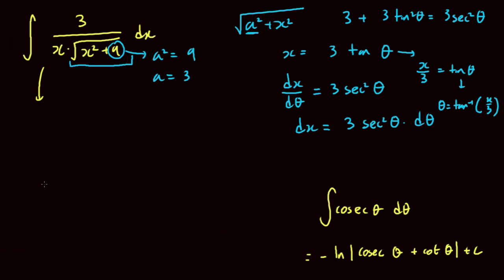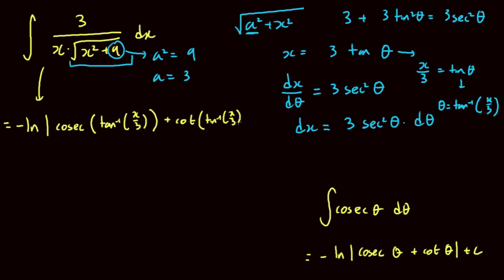So we're left with what? Your final answer would be something like this. So negative ln modulus cosec. It's going to be quite a messy one. It's going to be cosec tan inverse x over 3, and of course plus the cotangent, tan inverse x over 3, and you have plus c.